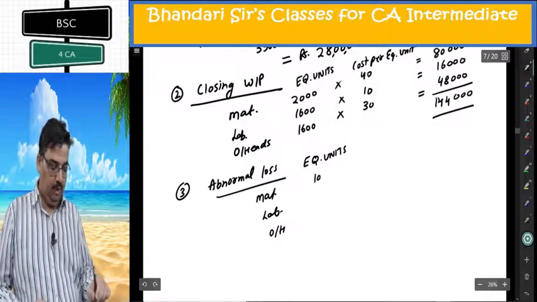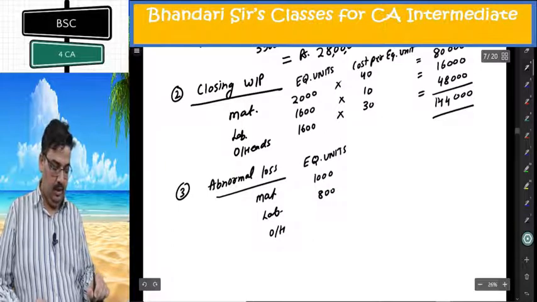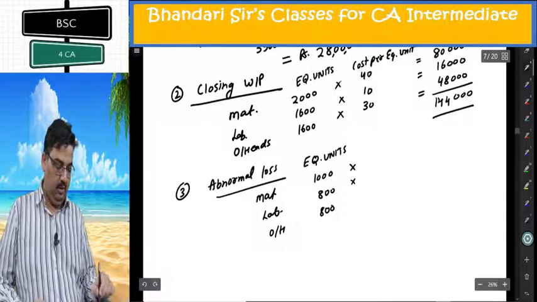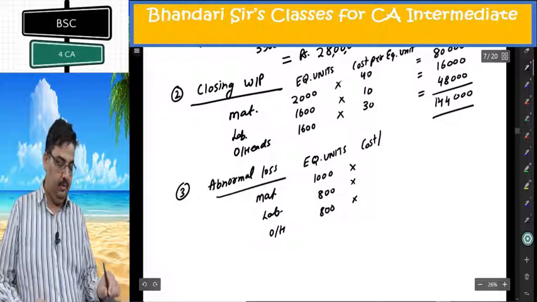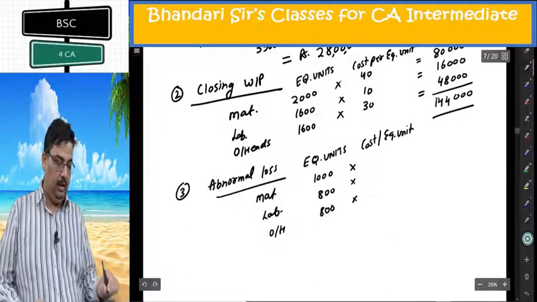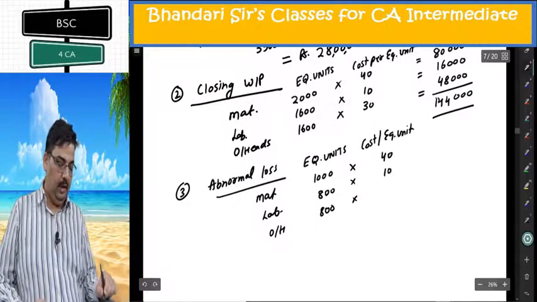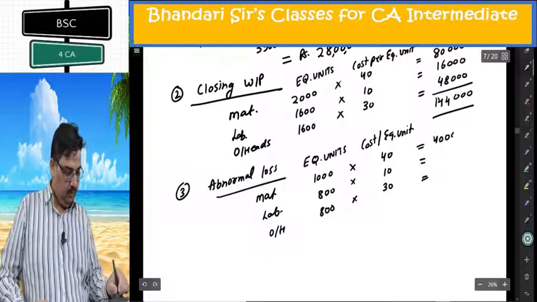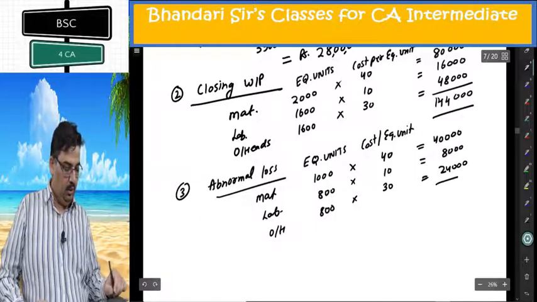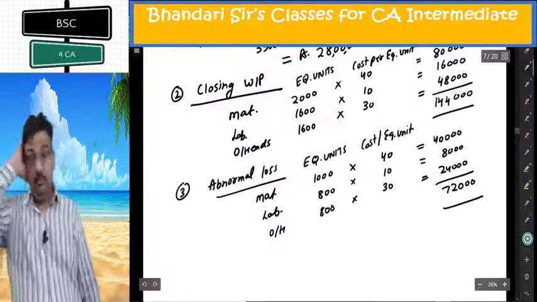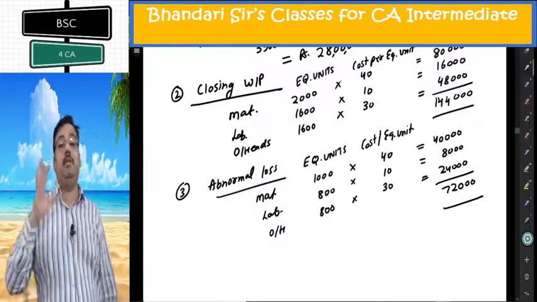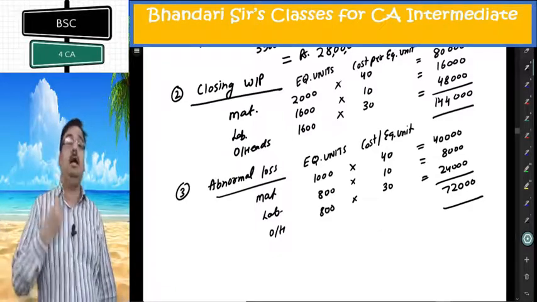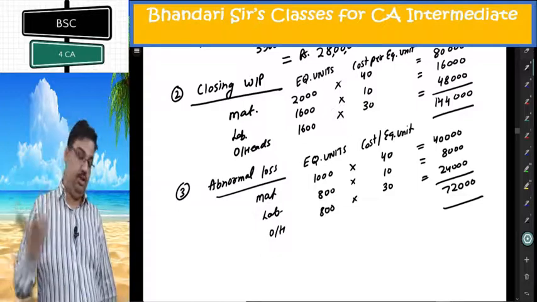Equivalent units we computed 1,000, 800, 800, multiplied by cost per equivalent unit 40, 10, 30. That gives 40,000, 8,000, 24,000. I get 72,000. Having got all evaluations, I am just going to put them in the process account and it must tally on its own. Let's check.